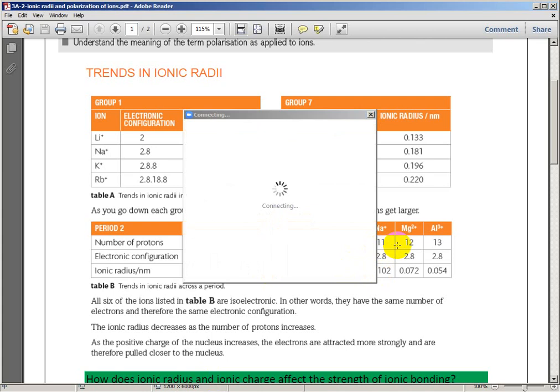Are you listening to me? Something is wrong with the internet. Look, it is showing connecting. Are you listening to me?